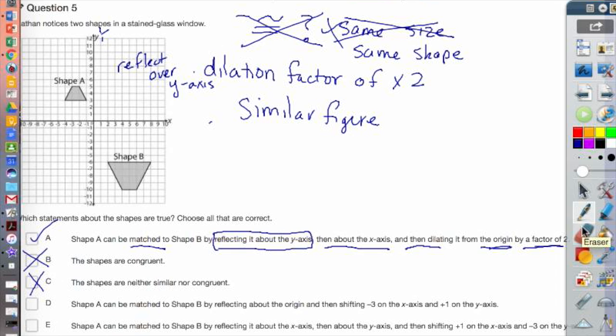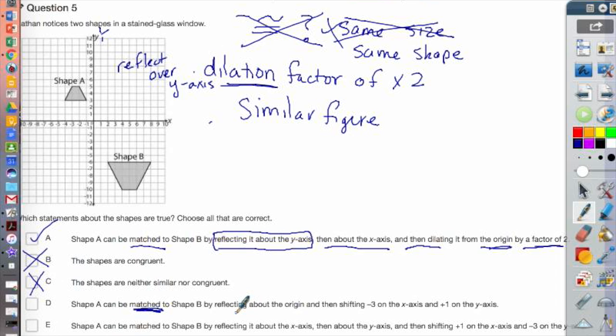What are they saying here? I'm going to read it again. Shape A can be matched to shape B by reflecting about the origin and then shifting -3 on the x-axis and +1 on the y-axis. Now, in order for it to be matched, they're not the same size. So I have to undergo the dilation.